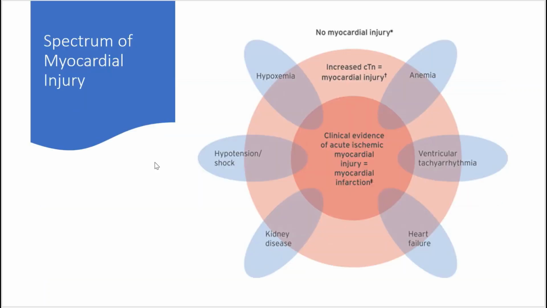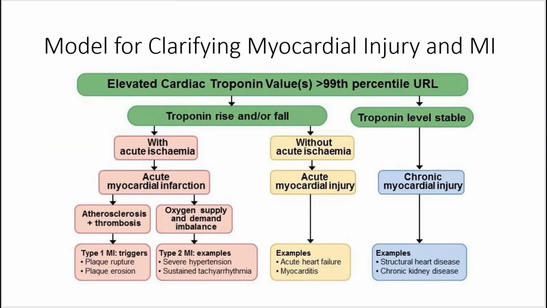This is a representation of the spectrum of myocardial injury, ranging from no myocardial injury, to increased troponins indicating myocardial injury, to clinical evidence of acute ischemic myocardial injury, meaning myocardial infarction. And you can see that around the circle, there are different entities that can involve or precipitate myocardial injury or myocardial infarction. Here we have a table for clarifying the difference between myocardial injury and myocardial infarction.